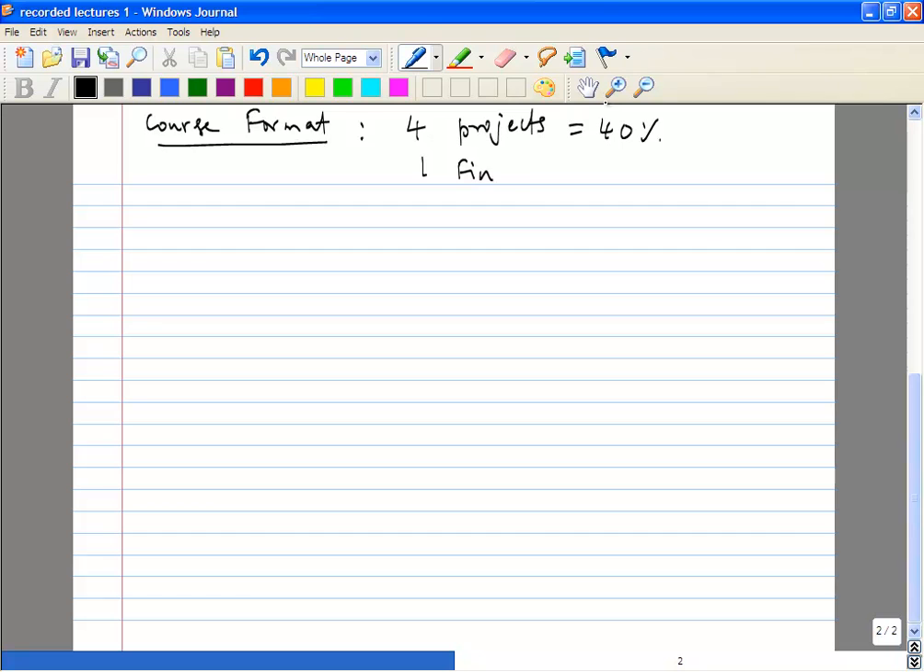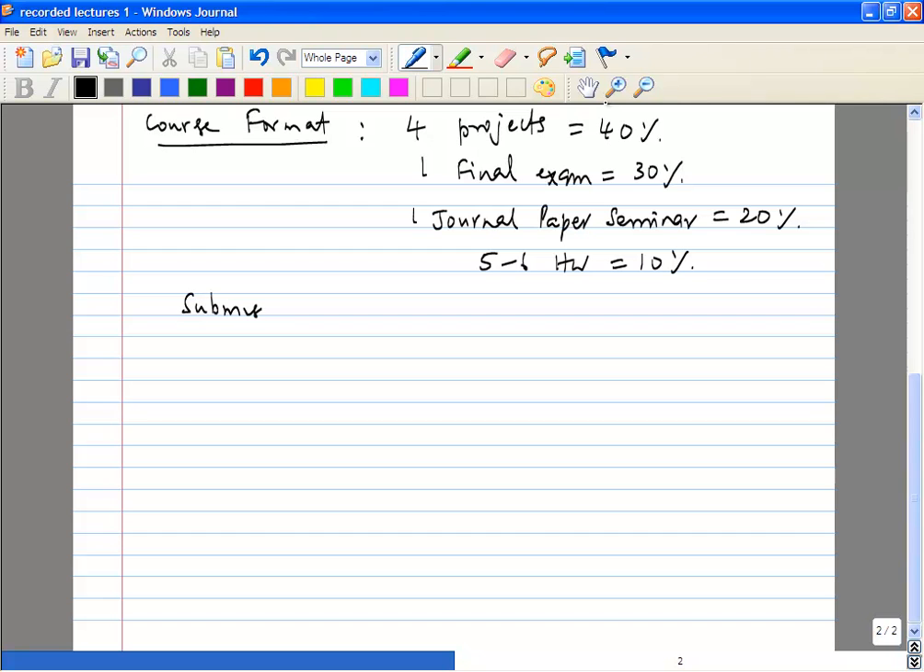We'll have one final exam, which will account for 30% of the grade. We'll have a journal paper seminar, which will account for 20% of the grade, and probably 5 to 6 homeworks, which will account for 10% of the grade. And as far as submission goes, we'll do it through email.